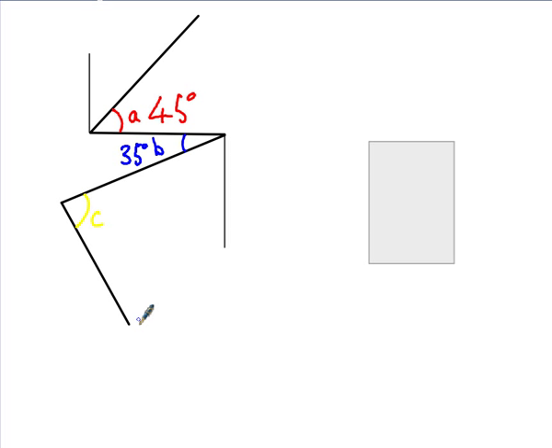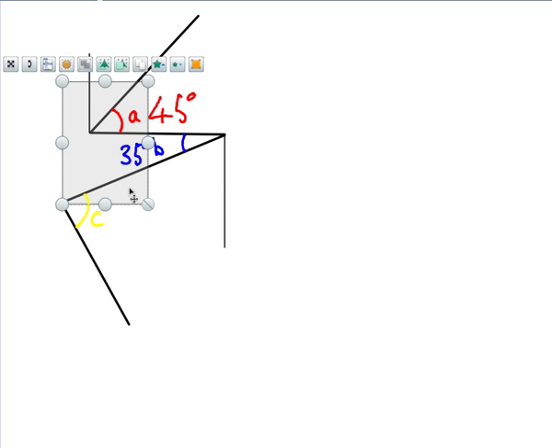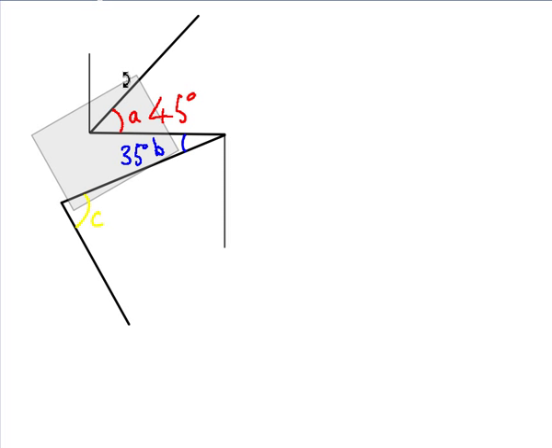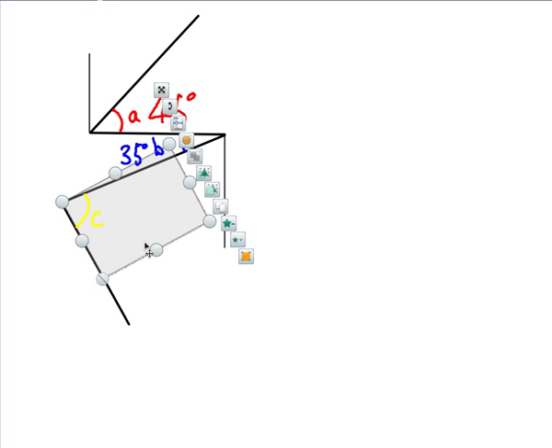Okay, and now angle C. So I could rotate the diagram, or I could just rotate my piece of paper, whichever's easier really. I do need to get it lined up though, so I'm just going to improve that lining up.